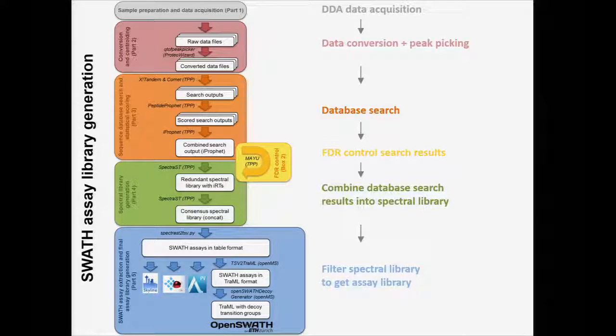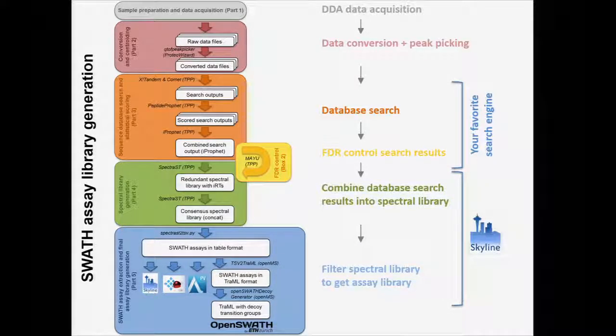And at the end, you should have a table, either in a CSV format, or there's another file format called TraML, which is an XML-based format that is a standardized format for representing these assays. Skyline, Spectronaut, and PeakView will all import this table format. For OpenSWATH, you need this TraML format, and you can also optionally add decoys at this stage for OpenSWATH analysis, whereas in these other tools, the decoys are generated on the fly, or internally to the software.